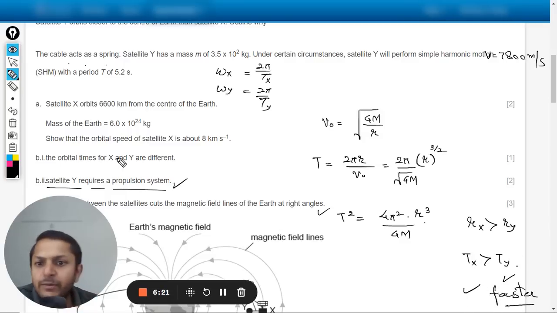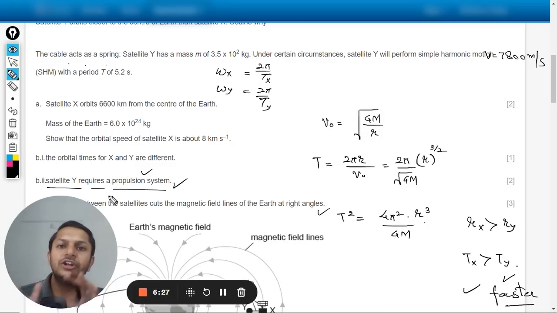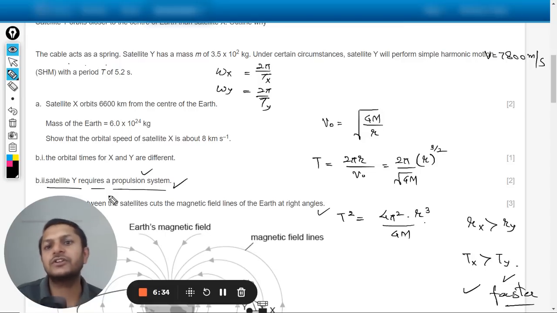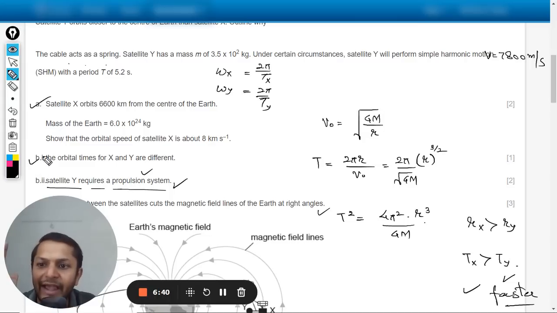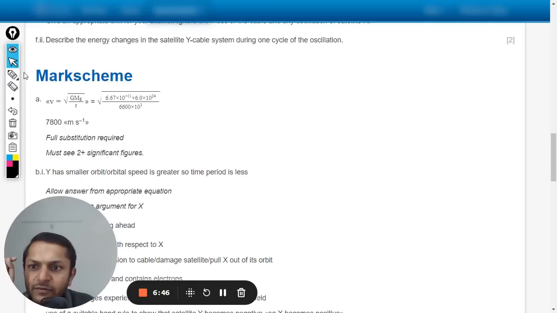Okay, so there will be the propulsion system, but this propulsion system will be working in the opposite way, to reduce the velocity. So there will be rockets firing in the opposite direction to reduce the velocity of satellite Y. Okay, fine. So now we have completed question A and questions B1 and B2. Let us go to the mark scheme and see what their answers are, what they want to say.